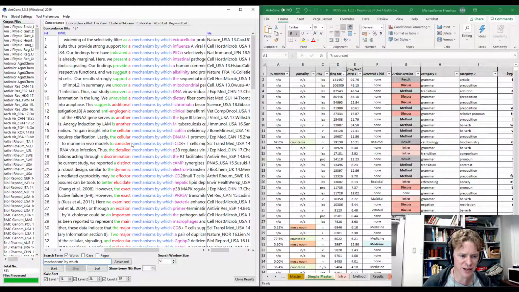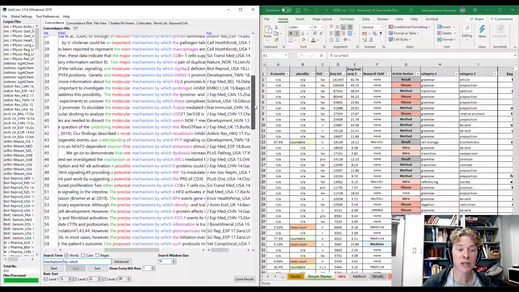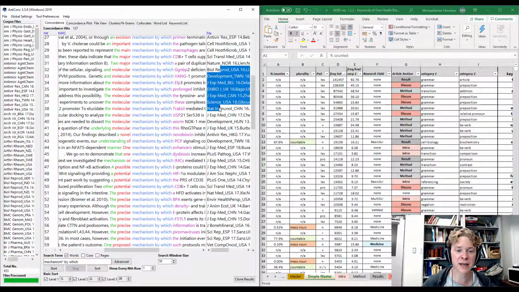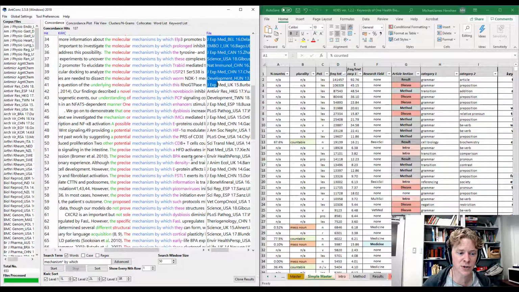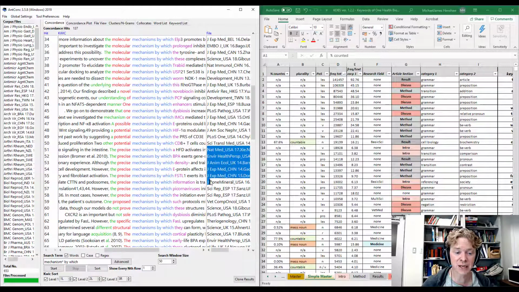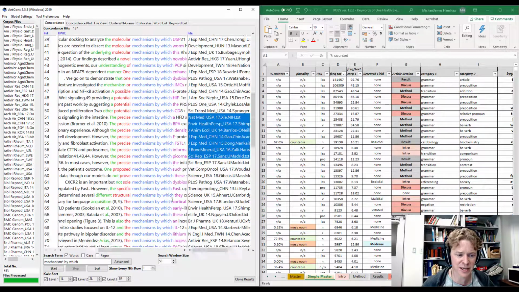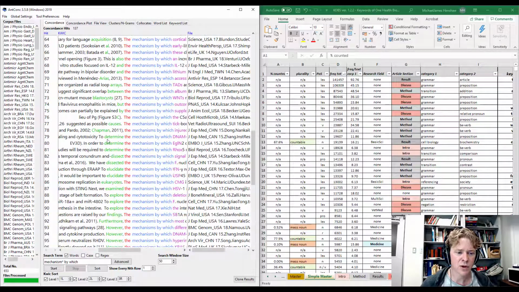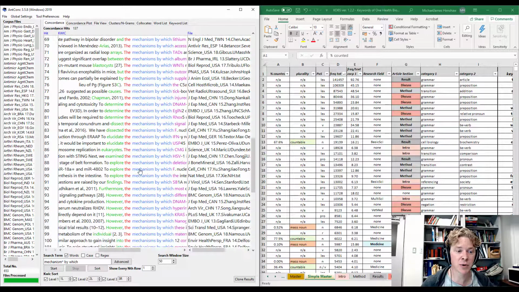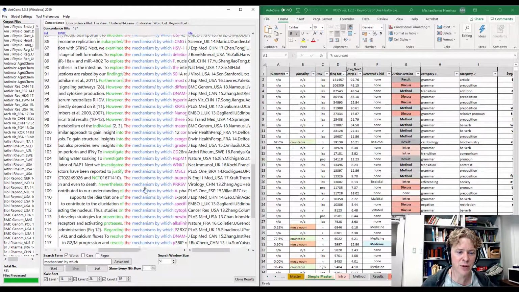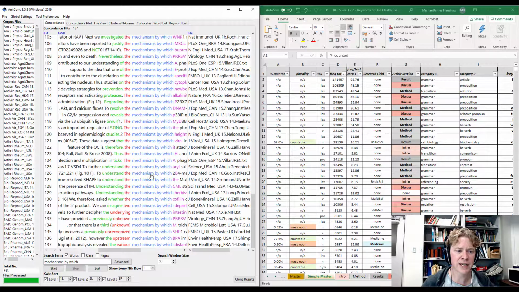So major mechanism, main mechanism. Molecular mechanism is pretty big and it's used by a variety of authors. Precise mechanism, interesting. And that's also authors from the US, UK, China, US, Spain. Well, lots of people use "precise mechanism by which". To determine the mechanism. Okay, I like that. However, the mechanism, understanding the mechanism. Anyway, you get the idea.